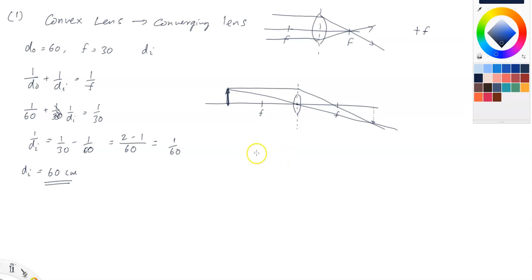We can even think about magnification. Negative di over do, negative 60 over positive 60, negative 1. 1 means same size, negative means upside down. Alright? Okay.